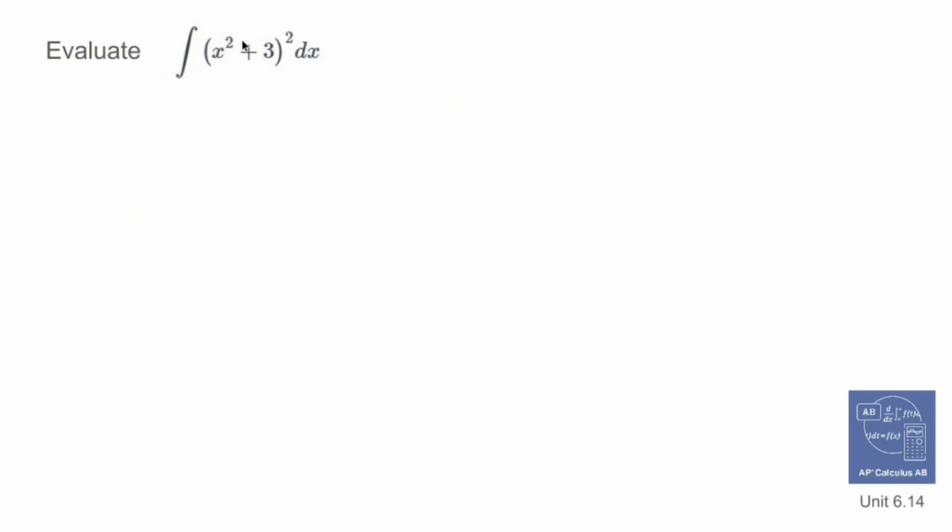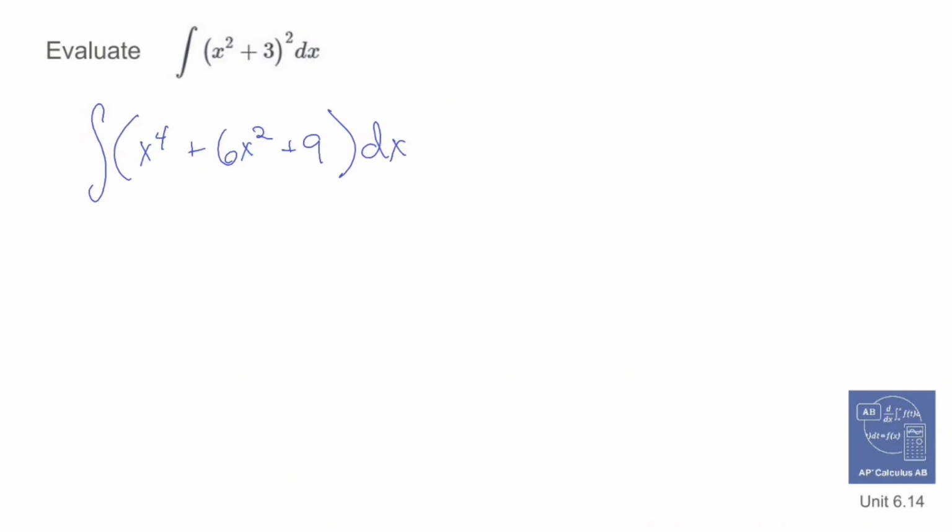Evaluate the integral of (x squared plus 3) all squared. Normally when we see stuff like this, we think u substitution, but u substitution won't work because you would let u equal x squared plus 3, and there's no 2x or anything with an x lingering around. So u substitution, again, will not work. So I am forced to FOIL this guy out. I'm going to rewrite this as x to the fourth plus 6x squared plus 9 dx.